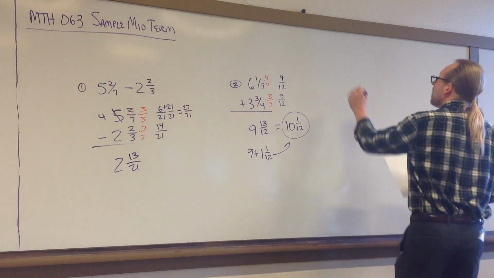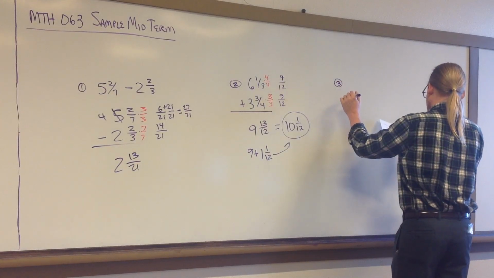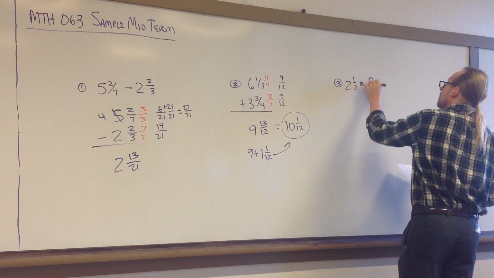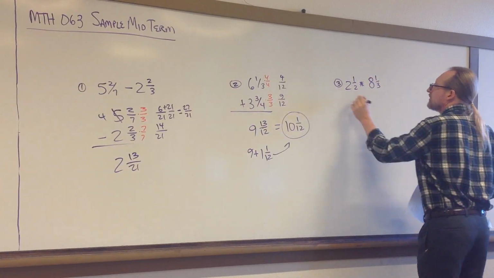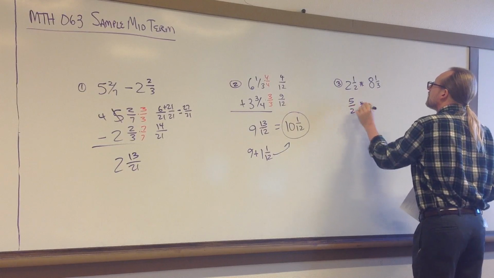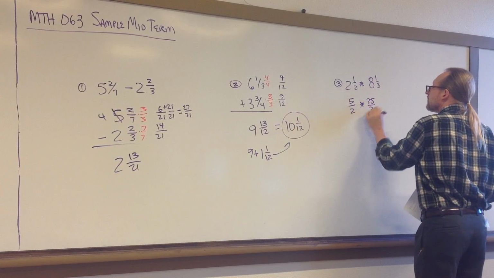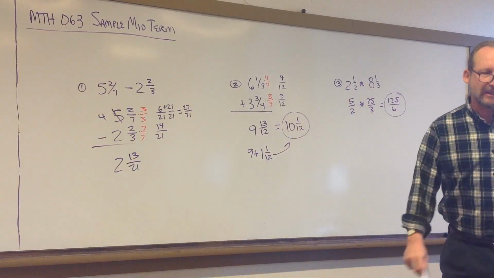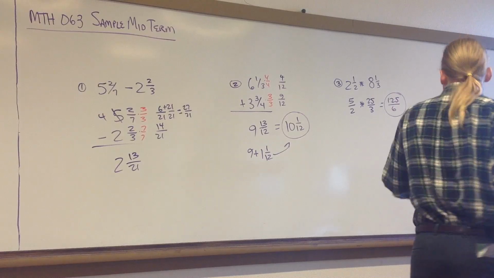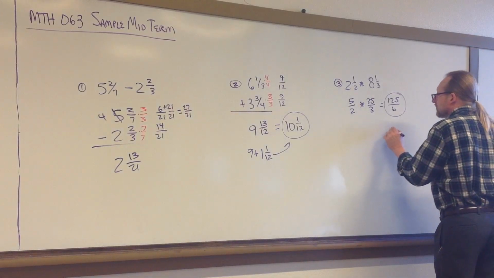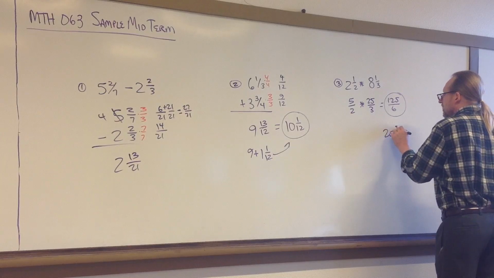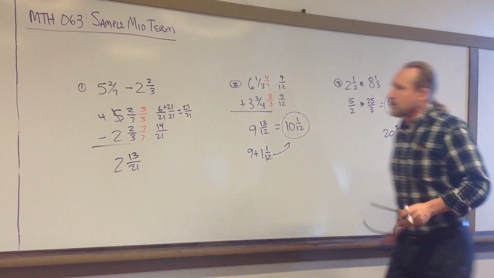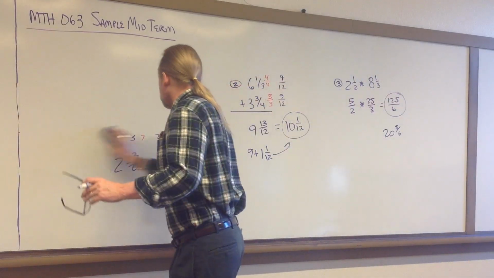Problem 3. 2 1/2 times 8 1/3. So this is 5/2 times 25 over 3. And that's 125 over 6. And we can just leave it like that. I mean, you can turn this into a mixed number if you really want to. That's 20 and 5/6 is equivalent. But you don't really need to if you don't want to.